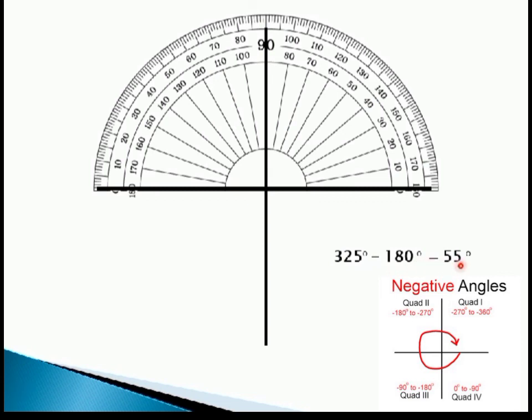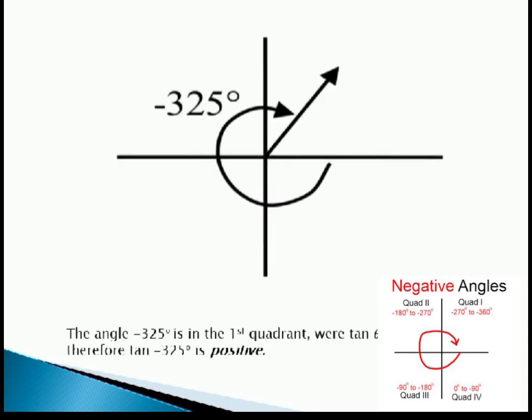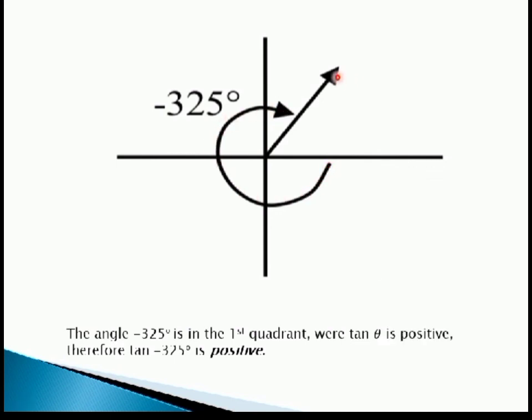So we will locate the angle in the Cartesian plane. The movement of the angle is in a clockwise direction since the angle is negative. So if we sketch tangent negative 325 degrees, the angle is in a clockwise direction, toward the terminal side. So the angle negative 325 degrees is in the first quadrant where tangent is positive, therefore tangent negative 325 is positive.